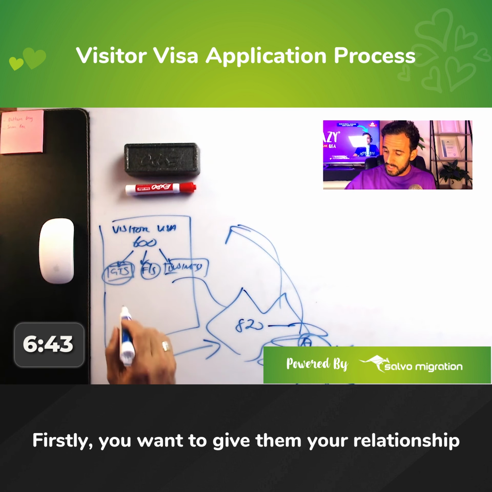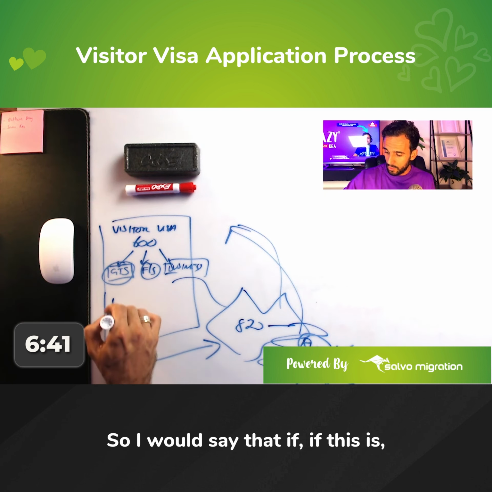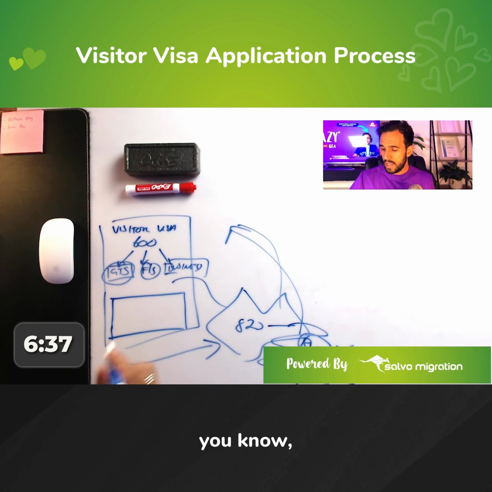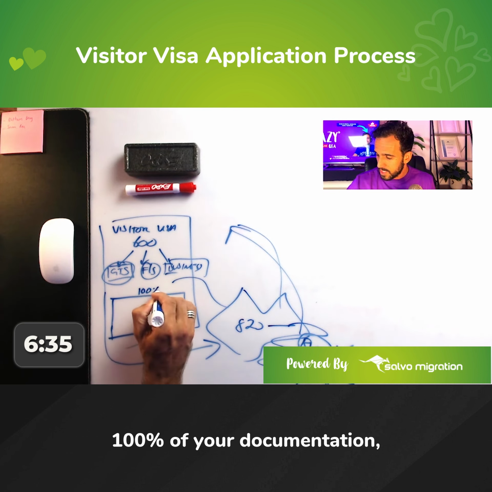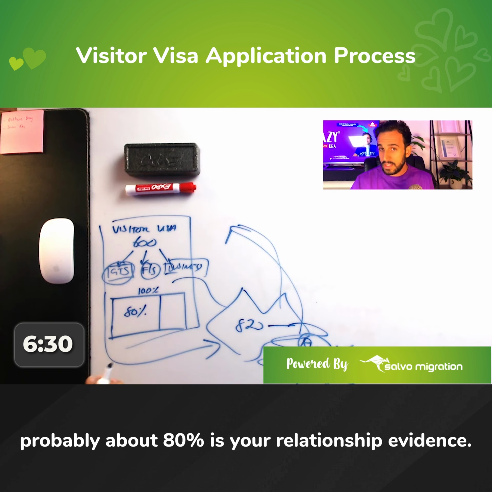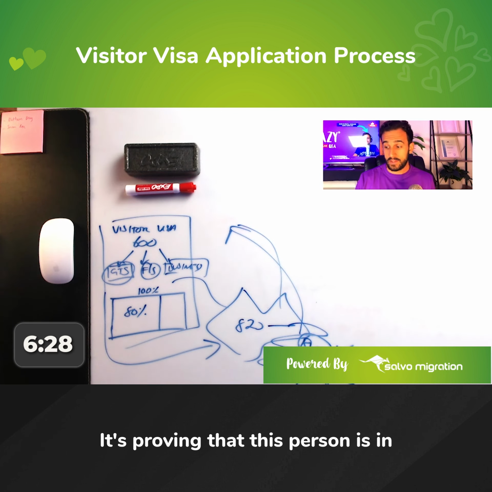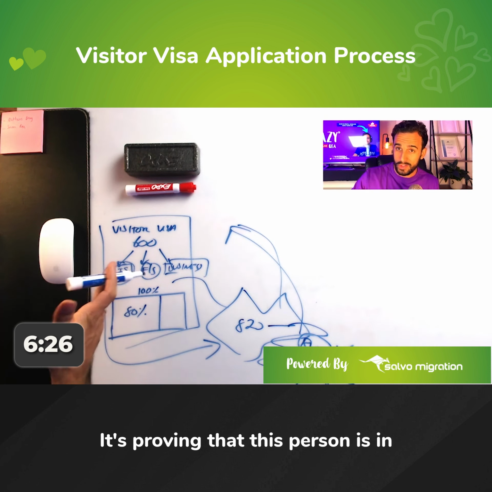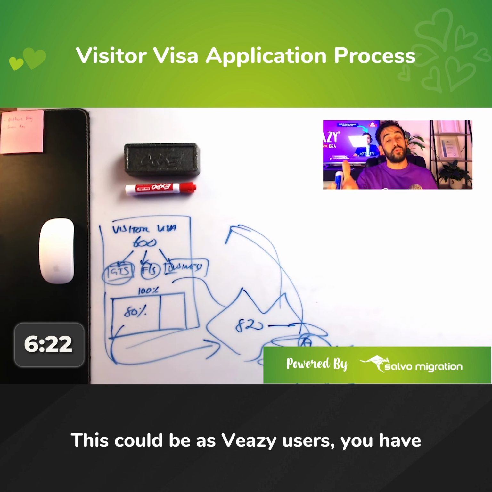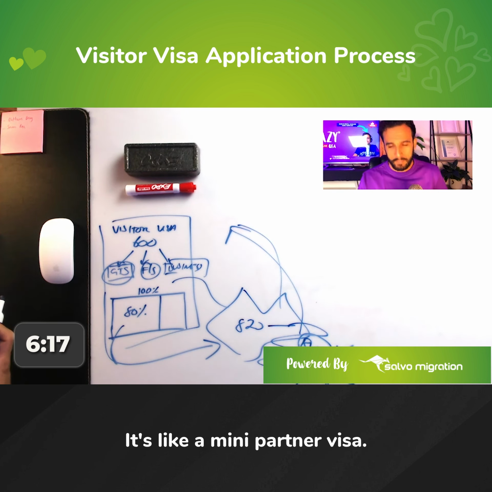Firstly, you want to give them your relationship evidence. So I would say that if this is 100% of your documentation, probably about 80% is your relationship evidence. It's proving that this person is in a relationship with an Australian. Now, as Visa users, you have the list. It's like a mini partner visa.